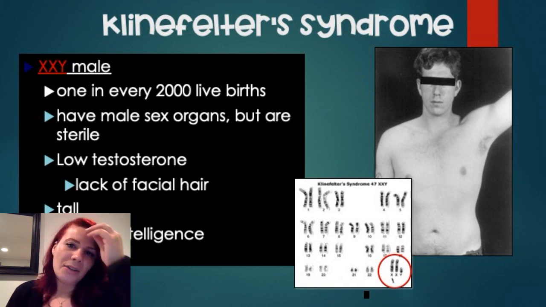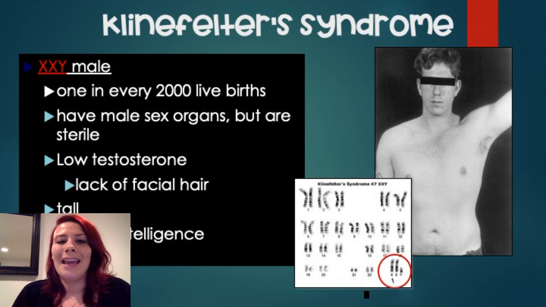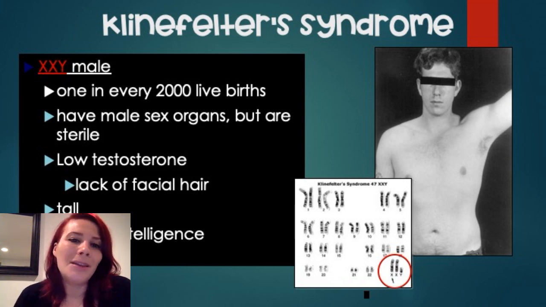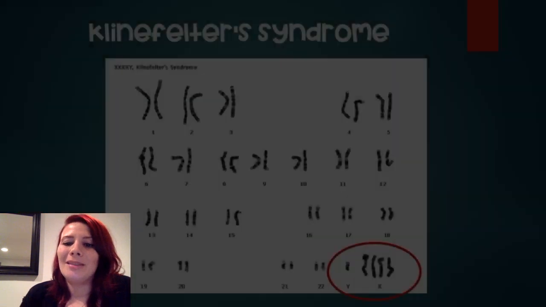So getting into Klinefelter's, it's XXY. Basically what happens is the X's don't separate properly. You can be a totally fine person, normal intelligence, tall. Typically we see that it affects testosterone production. So we have lower testosterone production, and usually that means that they're sterile.